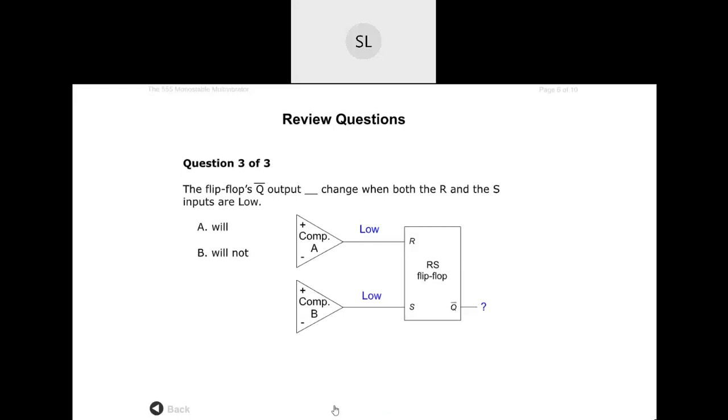Now, the flip-flop's Q bar output changes when both R and S inputs are low. That is, the flip-flop's Q bar output will change when both the R and S inputs are low, or it will not change. It will not change. Correct, because both are low. So there is no change in the output here.